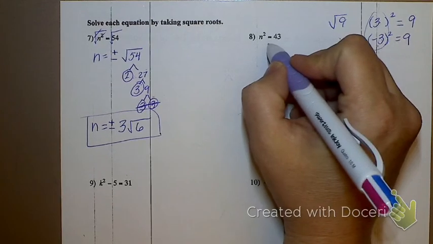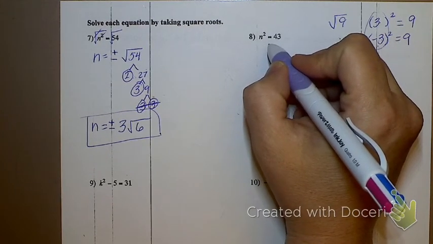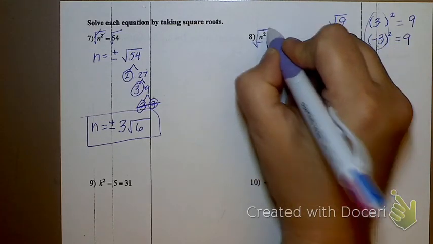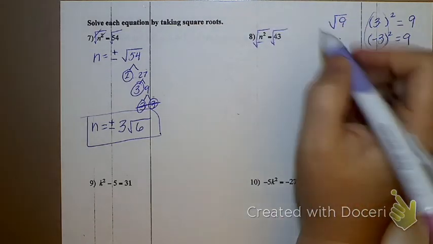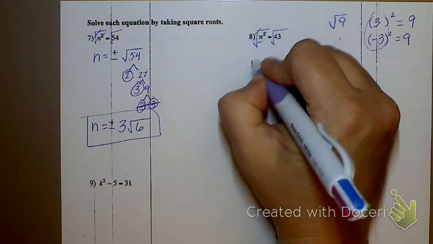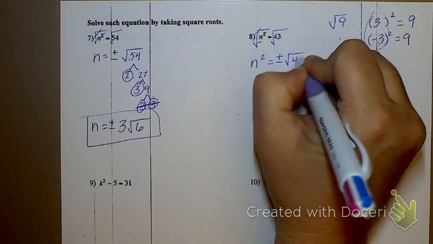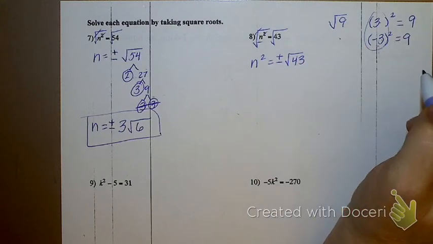Okay? Let's try this one. Is the thing being squared by itself? Yes. All by itself, nothing else on that side of the equals. So I can square root, and what do I need to remember when I put the square root in there? The positive and the negative. So I have n equals plus or minus radical 43. Can I draw a tree for 43? I don't know.